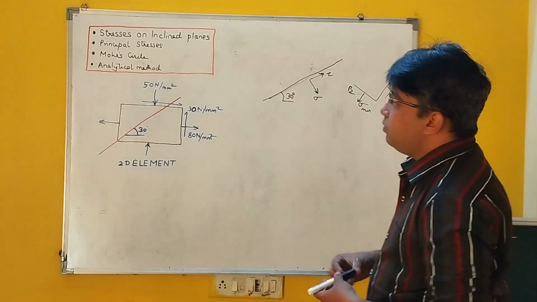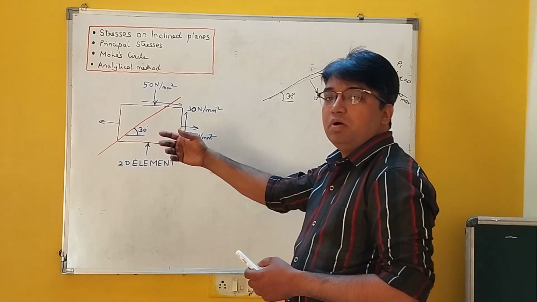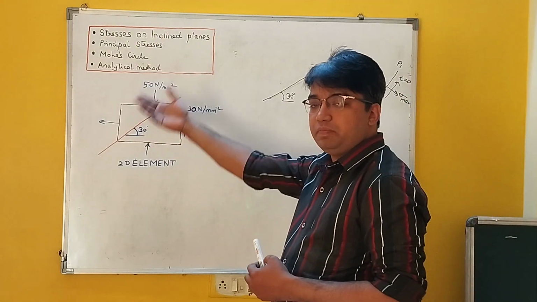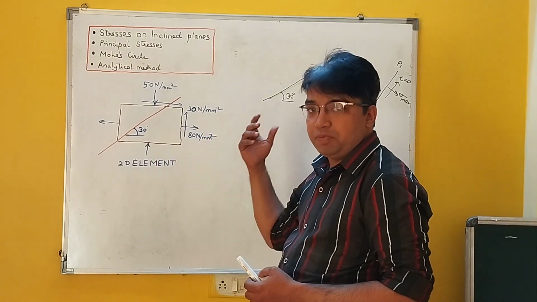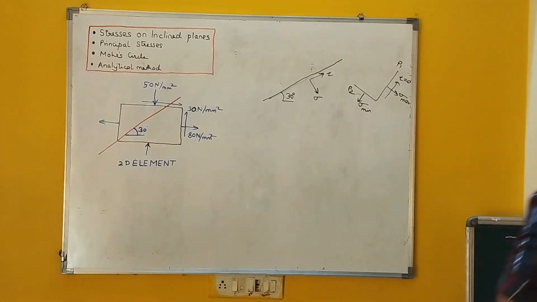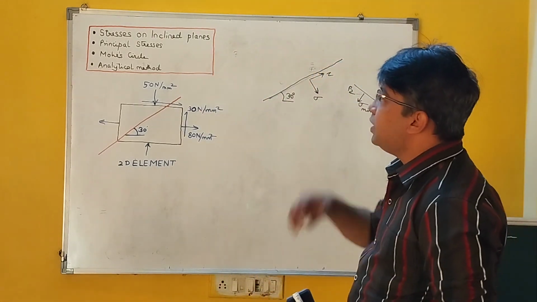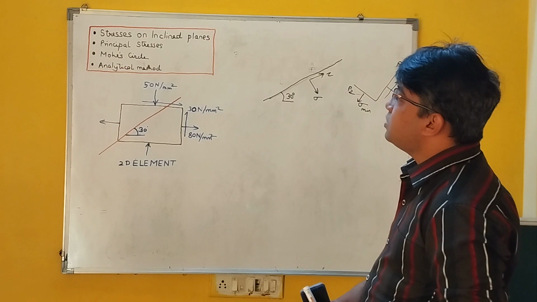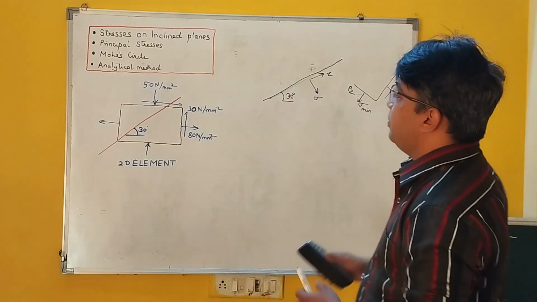After drawing the Mohr circle, I shall be talking about the analytical way to deal with the same problem, and we will compare the values. So right now I have explained what is meant by stresses on inclined planes and what the principal stresses are. Now coming to Mohr circle and the analytical method.